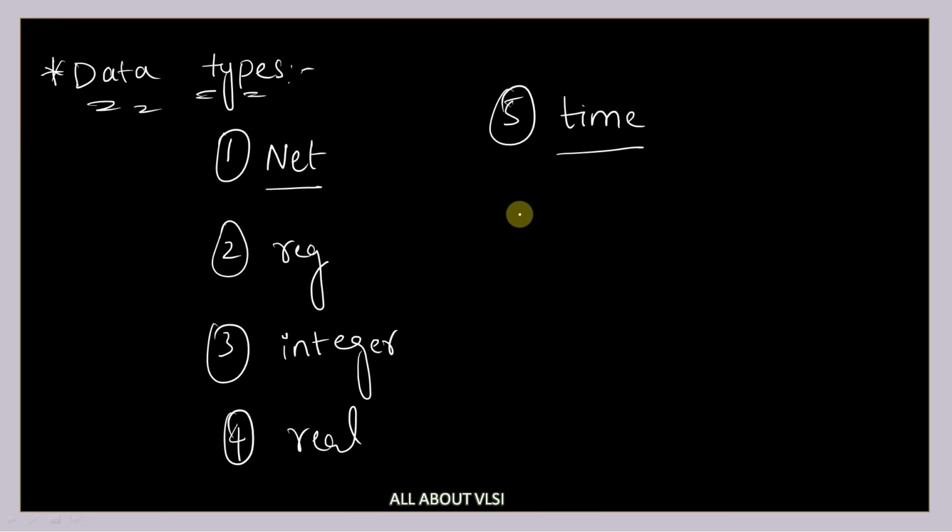So these are the data types which we are going to discuss: net, reg, integer, real, and time. And strings we have already discussed. String data type we have discussed already. Okay, so these are the data types which we are going to have in our Verilog, and we are going to discuss them: net, reg, integer, real, time, and string. Okay. Now let us see one by one. Let us try to understand the use case of each and every data type.